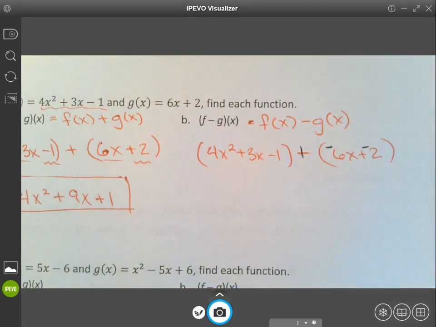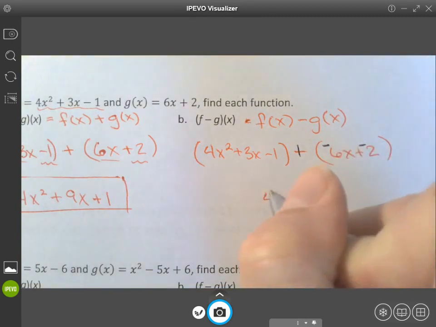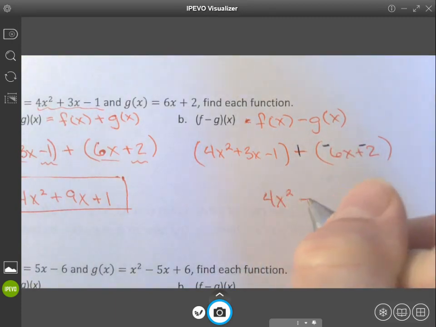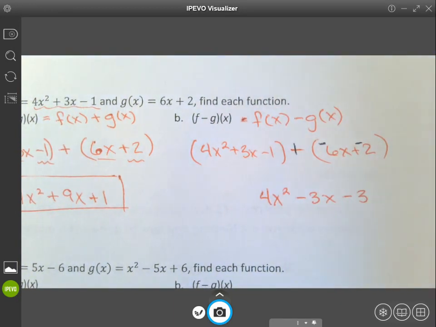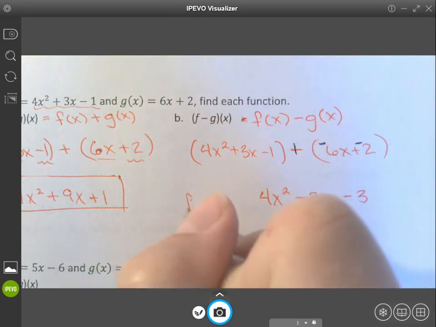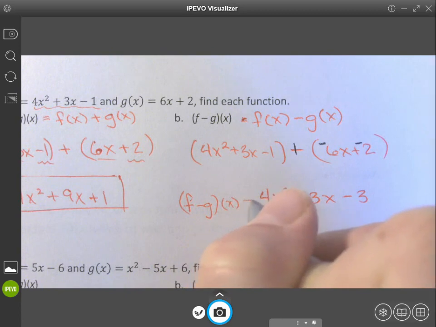Okay, now I don't have to worry about subtraction. So just add like terms. What do we get? 4x squared minus 3x minus 3. So that is the answer for Delta Math. What is your answer for me? f minus g of x equals this.